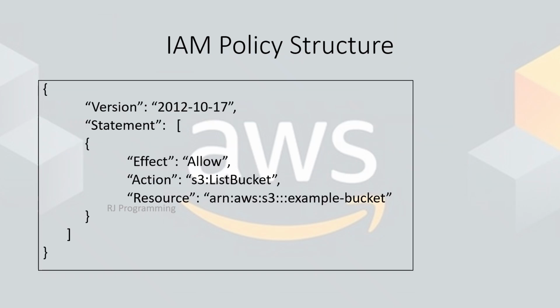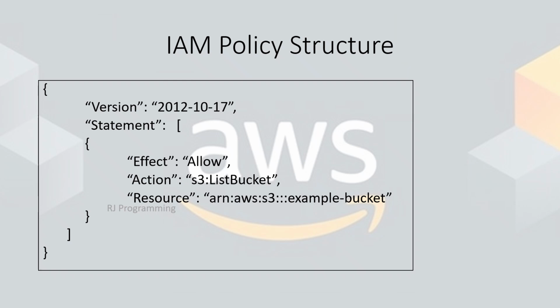So let's look more closely at IAM policies since they control access. First of all, policies are written in JSON format. The version tells AWS which policy language is used. The current version is usually 2012-10-17. The statement block is where permissions are defined. Inside a statement, we have Effect. This can be either Allow or Deny.